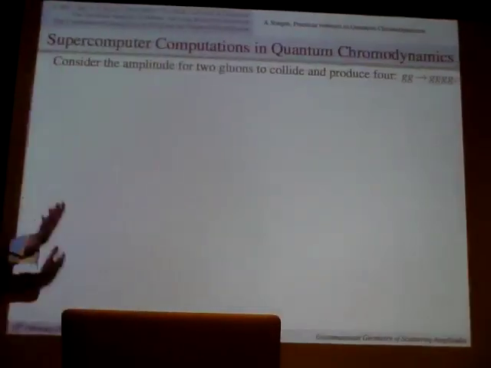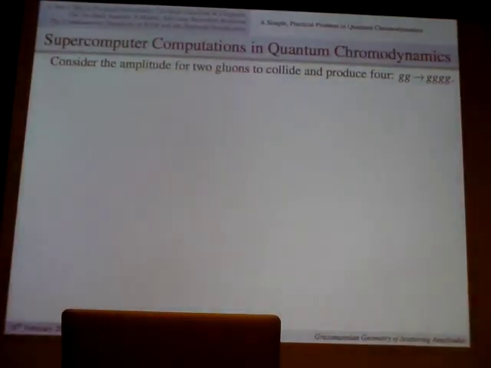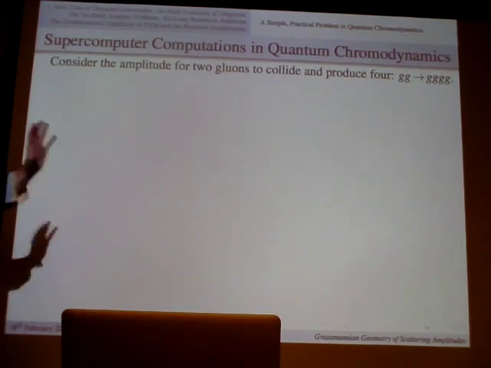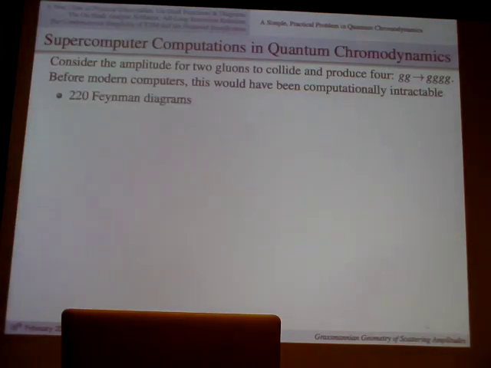Imagine you're in a quantum field theory class and your professor asks you to compute the scattering of 2 gluons into 4. Now, at first glance, you'll probably think this is either trivial or impossible, if you don't have a computer at least. The reason is because this process, although fairly simple and straightforward, you just add up all the Feynman diagrams, there are 220 of them. We're talking thousands of terms.